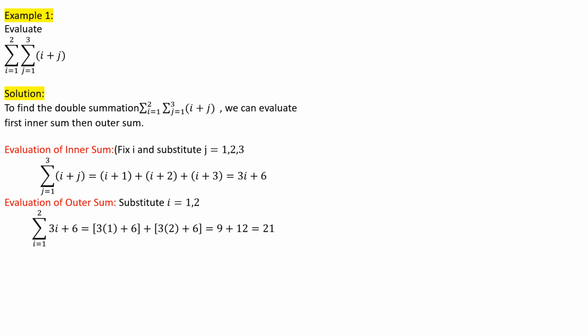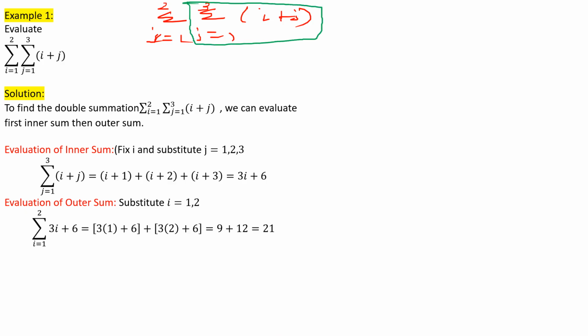In this video, we are going to talk about how to calculate the double sum for a series. Here the question is sigma i = 1 to 2, sigma j = 1 to 3 of i + j. We have two summations. One is called the inner summation, and the other is called the outer summation. This is my inner summation, and this is my outer summation.